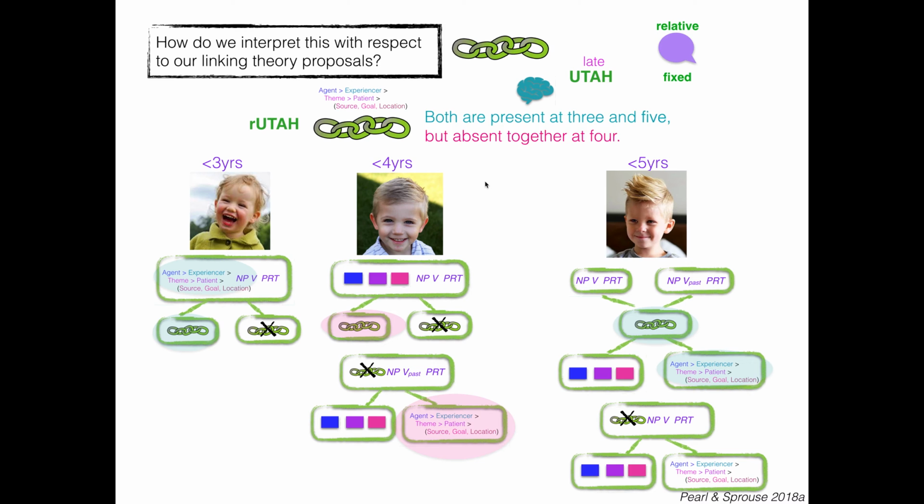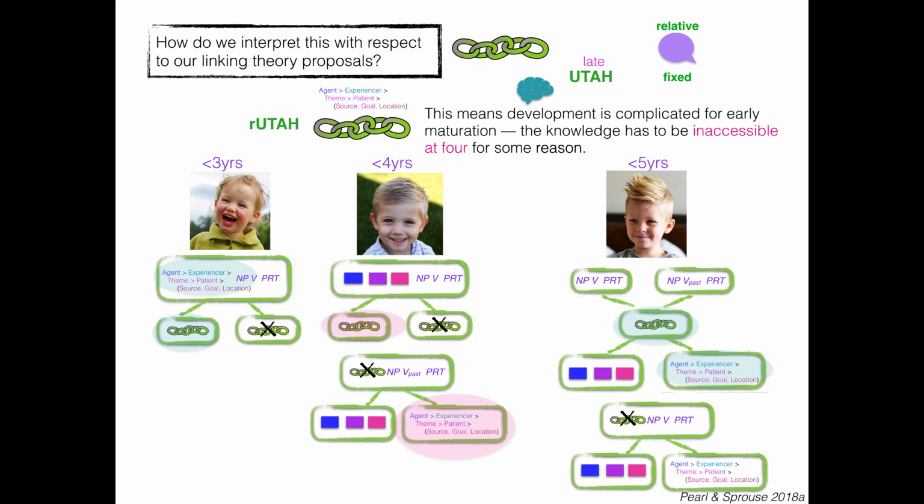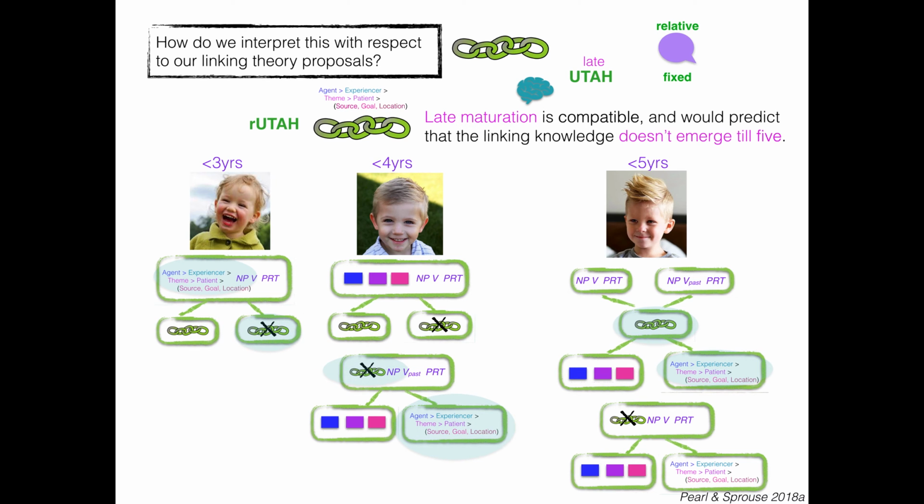So what's going on here, I think, is that development's more complicated for an early maturation story. The knowledge has to somehow be inaccessible together at 4 for some reason, right? So maybe what we're looking at really is late maturation, and that you don't actually have it here. You don't have the link yet. You have the relative representation with no link at 3, but then at 5, now you have your relative representation with the link. So late maturation would be compatible and would kind of be an easier story to sell for Ruta.